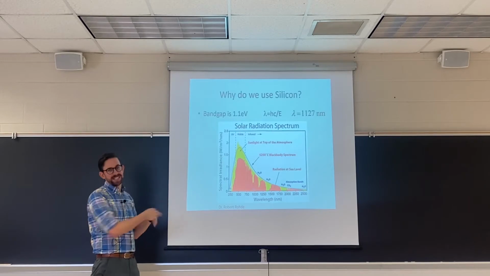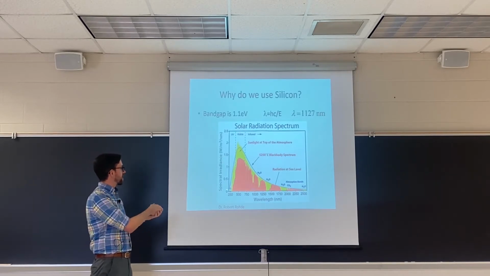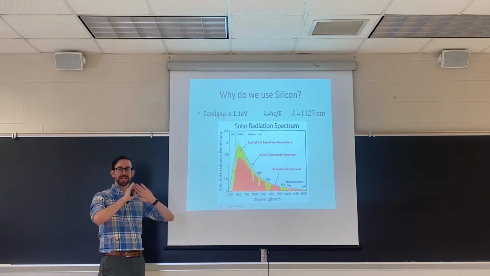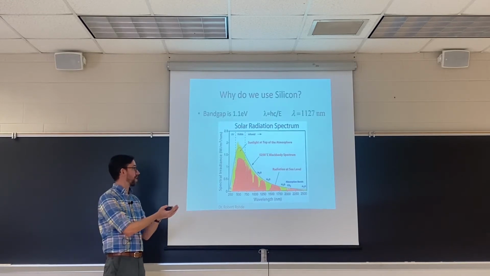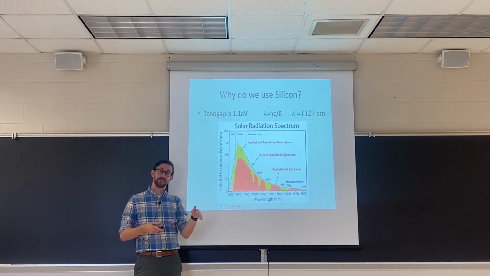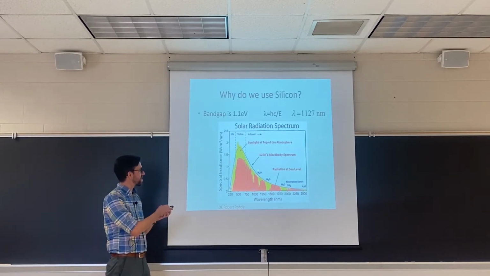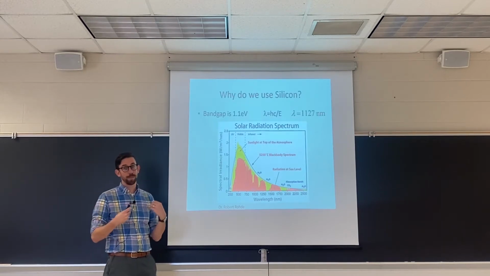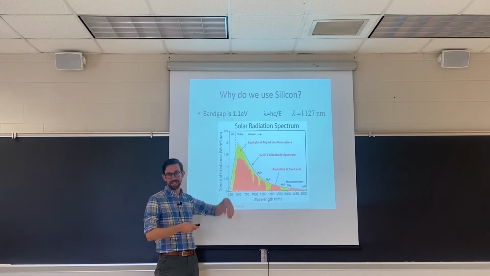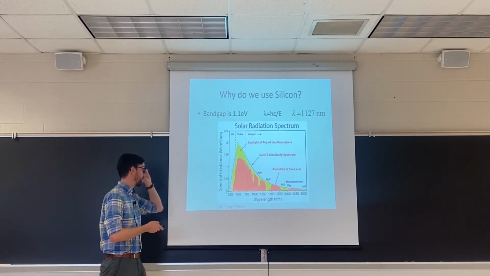And then the yellow and the red is actually what we measure. The yellow is the number of photons from each wavelength that actually hit the outer atmosphere of the Earth. The red is what actually makes it to the surface of the Earth, because some things in the atmosphere, like water and carbon dioxide, are going to absorb some of those photons. So the red is what color of light actually makes it to the Earth's surface.